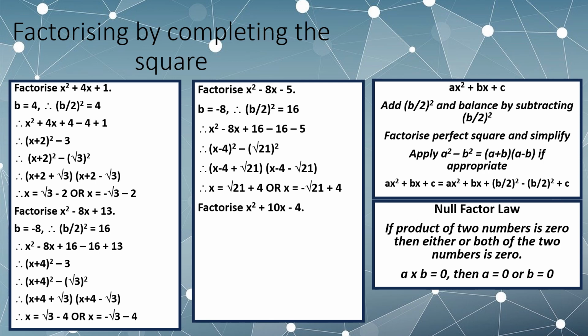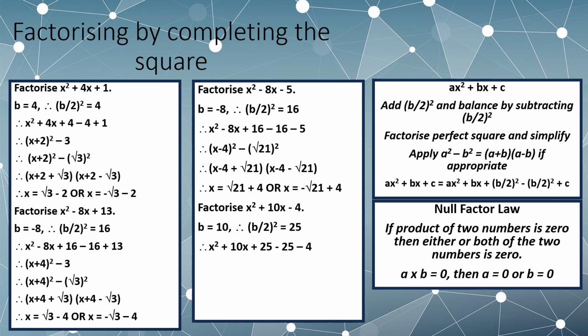Okay, our final example now, we have x squared plus 10x, subtract 4. So our b value will equal 10 in this case. Therefore, b over 2 is 5, and 5 squared is 25. So our b over 2 squared is equal to 25. Placing that back into our equation, we have x squared plus 10x plus 25, subtract 25, subtract 4.